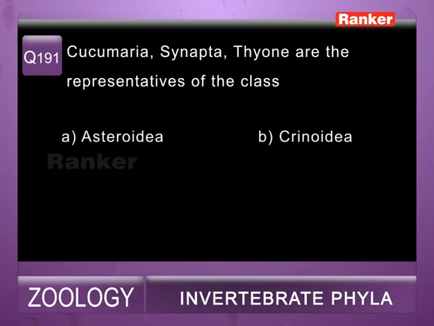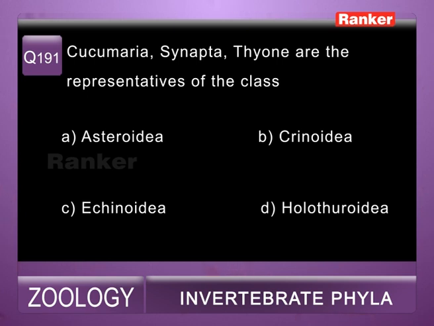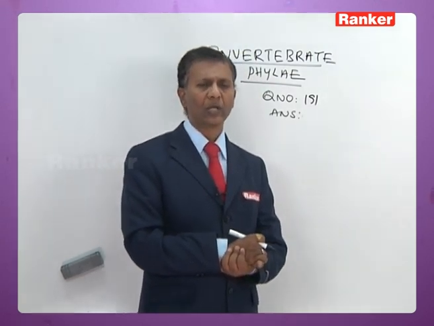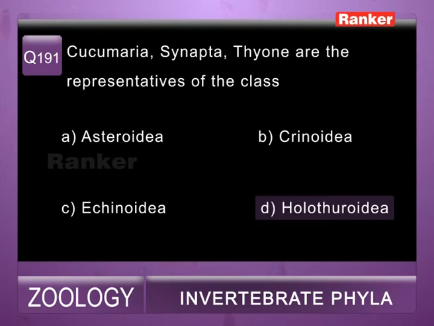Now 191 question, Cucumaria, Synapta, Thyone are the representatives of the class A. Asteroidea, B. Crinoidea, C. Echinoidea, D. Holothuridia. All of them belong to class Holothuridia. So 191 question, correct answer is D. Holothuridia.